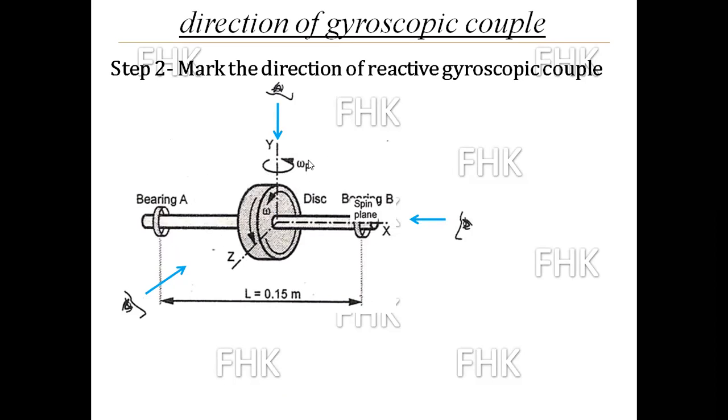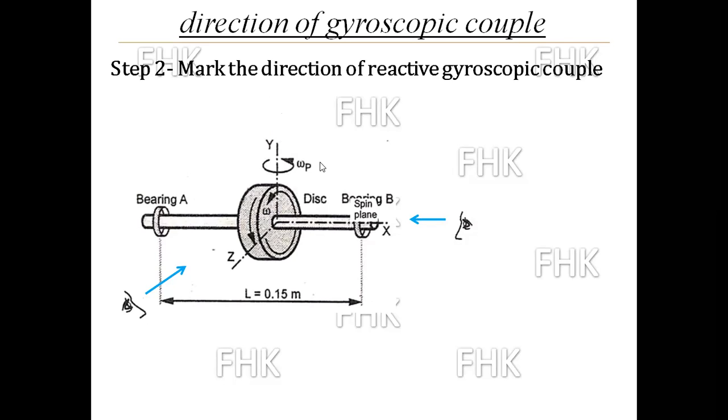So this will be omega p, and this will be omega. Spinning about the axis is omega, and precession around the vertical axis is omega p. The rotation of the complete system around the vertical axis, which you can see from the top view, is nothing but precession.